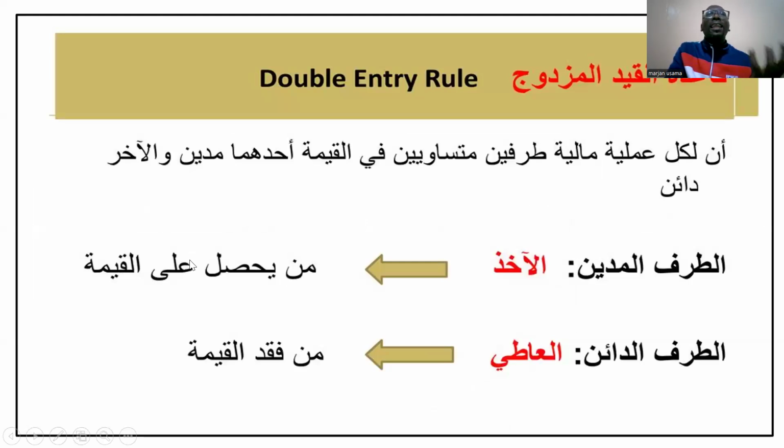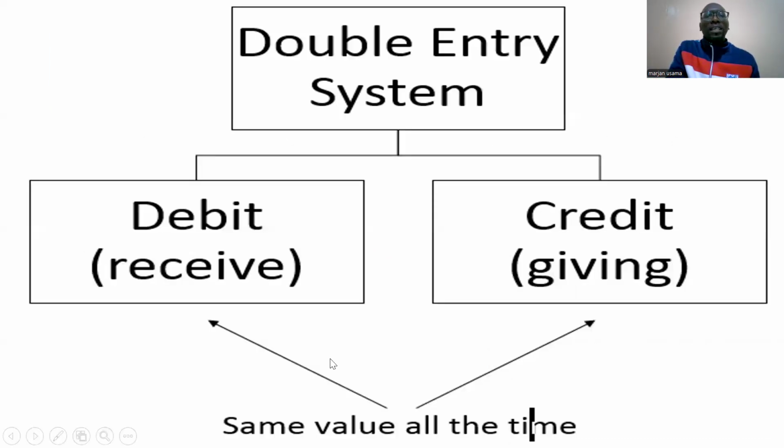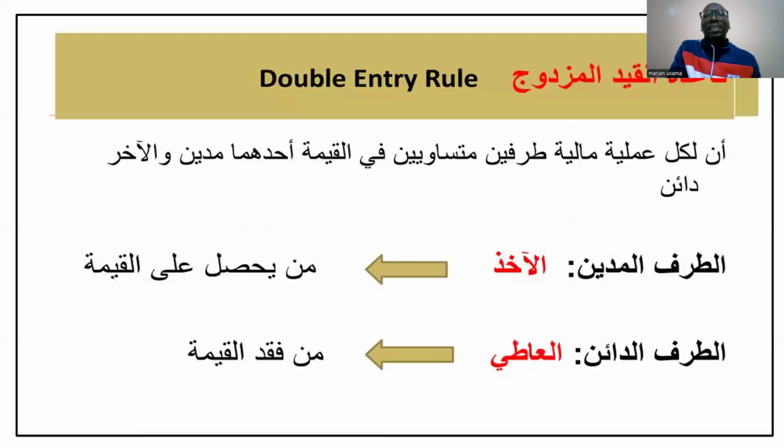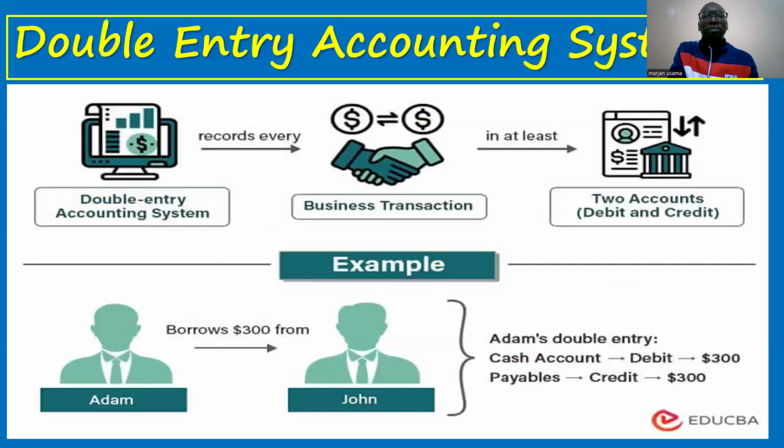The one who obtains the value. Then the credit side is the giver, the one who lost the value, which is the credit. In this case, it is giving. So the credit side is the credit, and the debit side is the debit. And the debit is the receiver, the account that always receives. Okay.